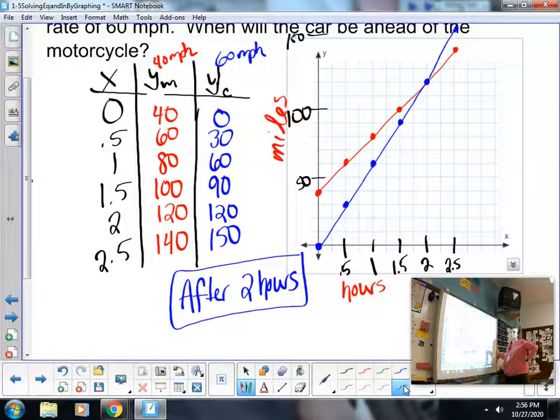motorcycle. And you can see here, if you're looking at your table, at 2 hours, that is where they are exactly the same in position. And then when you move beyond the 2 hours, the blue column is going to be a higher number than the red column. So this is also an example of how you can use a table to solve and not just a graph.